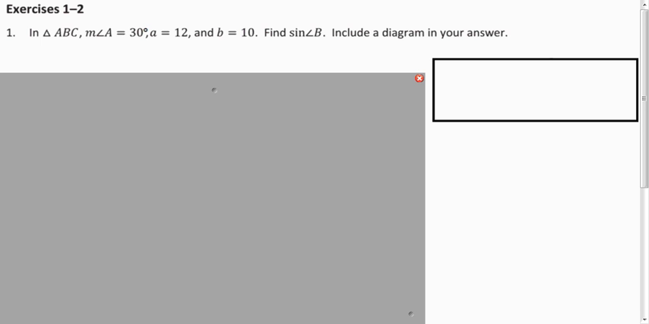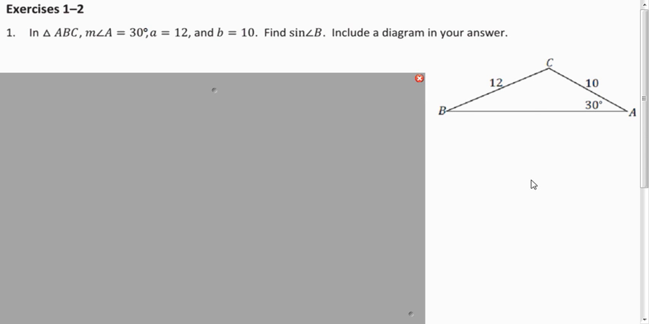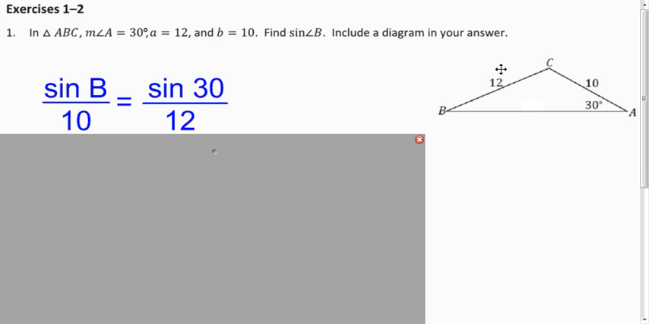We can also use the law of sines to find a missing angle. So here they give us some information. I'd like to first draw a diagram. Then we're going to figure out what the sine of angle B is and ultimately the measure of angle B. So here's my diagram. And let's set this up using the law of sines. So we have the sine of 30 over 12. That's got to be the same as the sine of B over 10. Right, and we can flip that around because equals is symmetric.